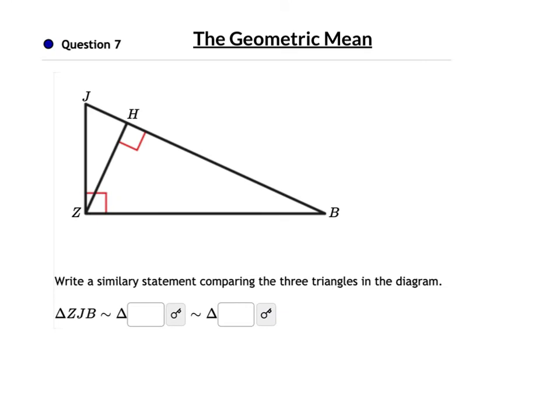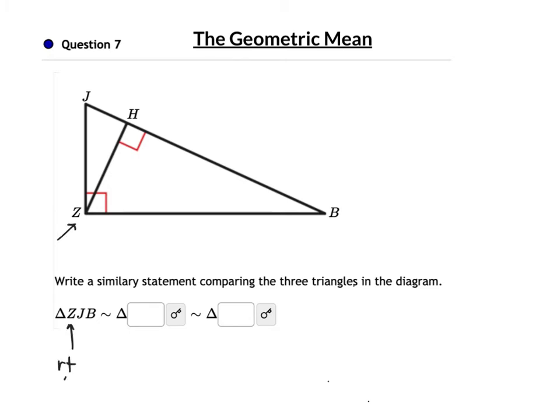Here we have the same picture, but in a different configuration. It's flipped over. I'm not sure if the triangle is exactly the same, but it's the same procedure. Look at the big triangle, ZJB. Notice that the right angle is at Z again.